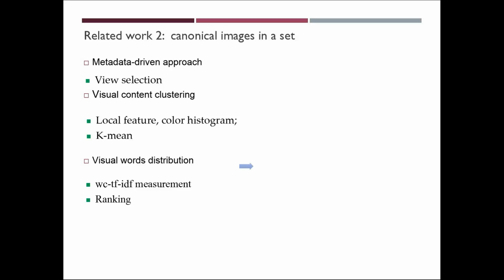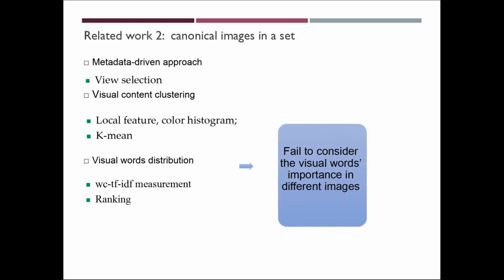The third one is called visual word distribution. This is similar to the text processing. They define a TF-IDF parameter, and they use this one to rank the images. This method is better than the previous two, but it still fails to consider the visual word's importance in different images.